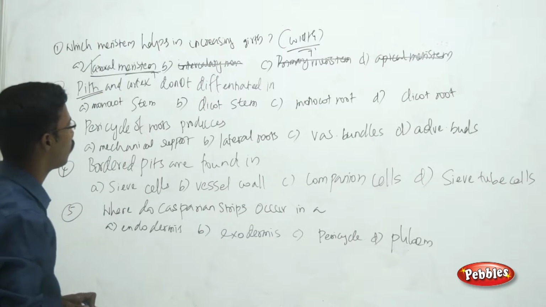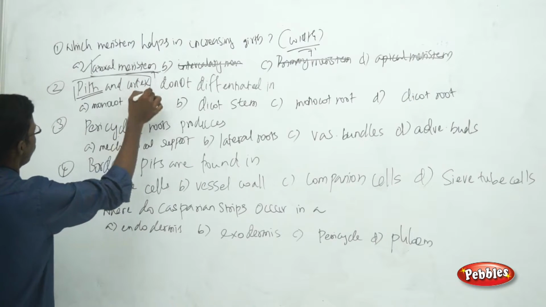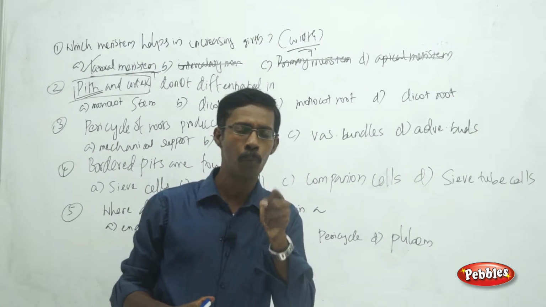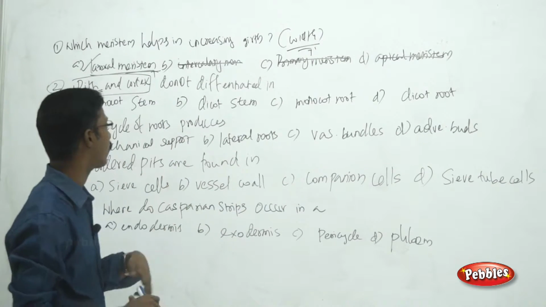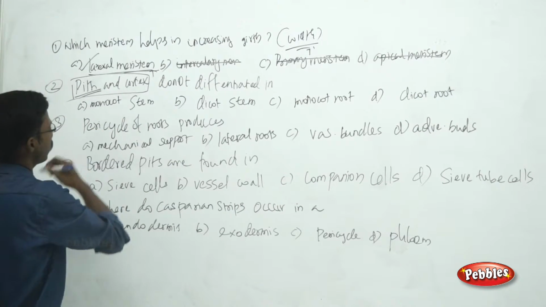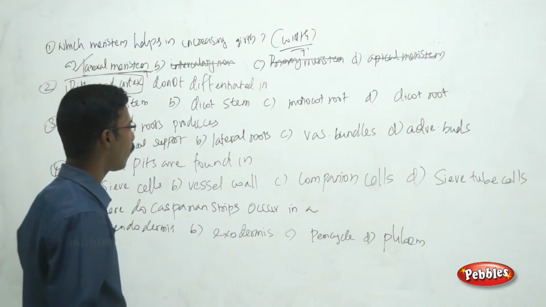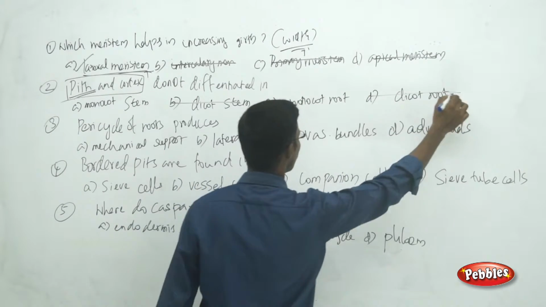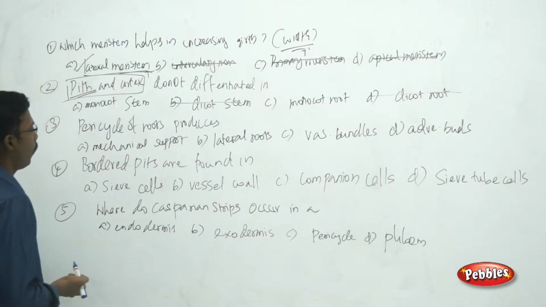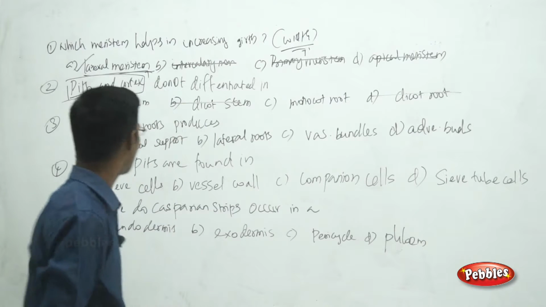And see the next question. The pith and the cortex do not differentiate in. Okay, the pith and the cortex, these two regions are in the center of the plant system, and the question is asking in which system the pith and cortex will not be differentiated into different structures. There are some choices: monocot and dicot, root and stem, and you have to find the correct answer. You can easily eliminate the dicots, because normally in dicots you can see the differentiated structure, and you have to choose between the stem and root. The answer over here is that the monocot stem will not have differentiated pith and cortex.